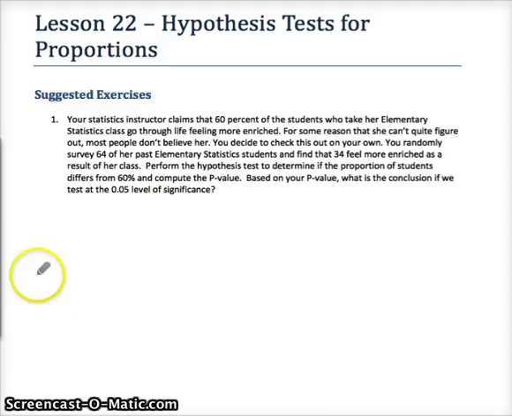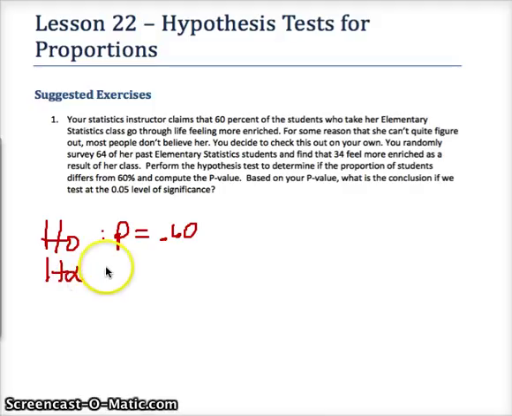That's a good question. First of all, we have a hypothesis, and that is that the proportion of people that feel enriched is 60%. I'll say 0.60, okay? And we have an alternate hypothesis, or someone's claiming that it's not 60%. So we're going to say the proportion is not 60%.